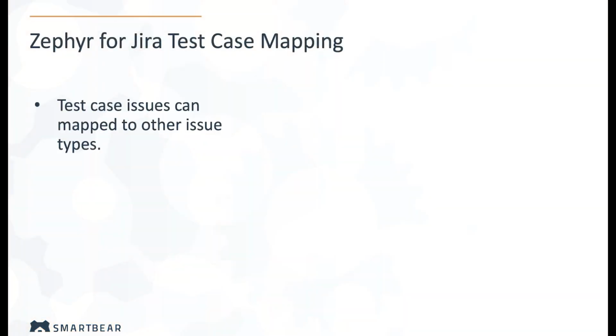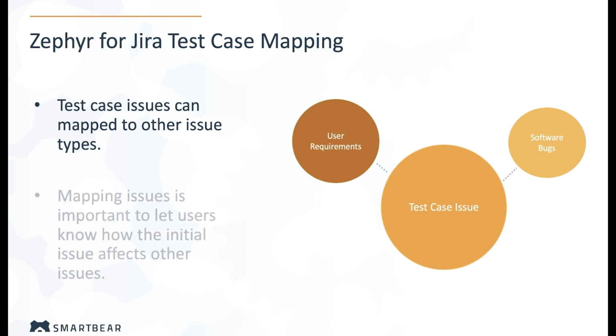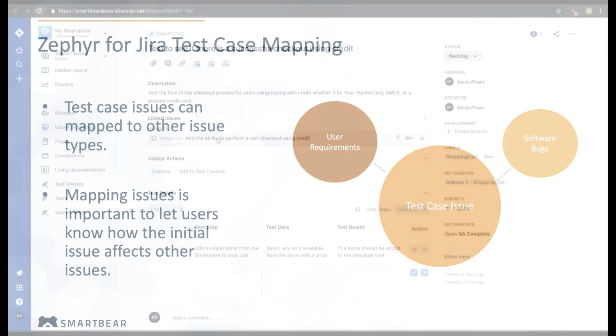In Jira, issues can be mapped to other types of issues, which essentially links two issues together to allow users to keep track of what issues are related to each other, or, for example, if an issue is blocking another issue. Mapping two different issues is important as it lets users have a way to know how the initial issue in one way or another affects another issue.